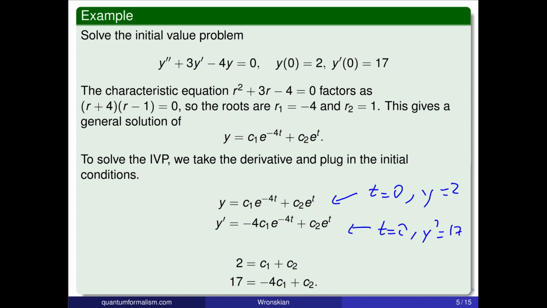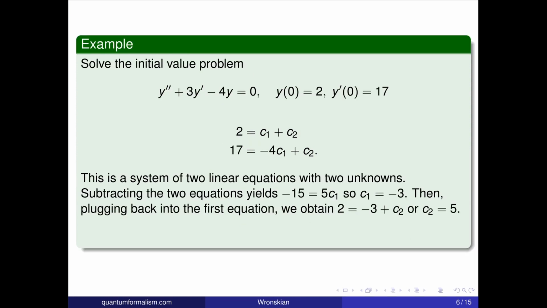And so these exponentials will just go away, right? e^0 is just equal to 1. We'll have a 2 on the left-hand side of the first equation and a 17 on the left-hand side of the second equation. So 2 = c1 + c2, and 17 = -4c1 + c2. This is just a system of two linear equations with two unknowns, which are these constants c1 and c2. And so to solve this, we'll need to do some linear algebra.